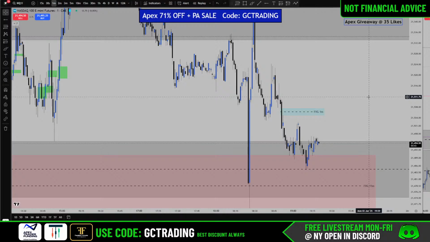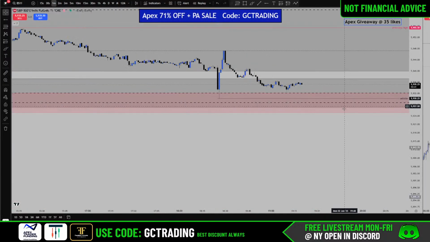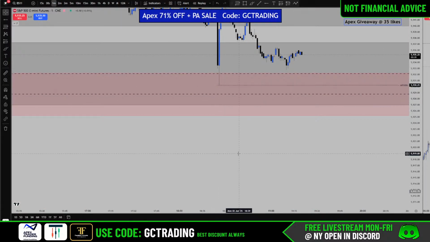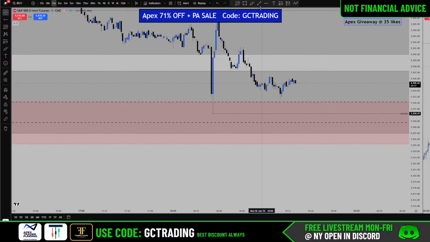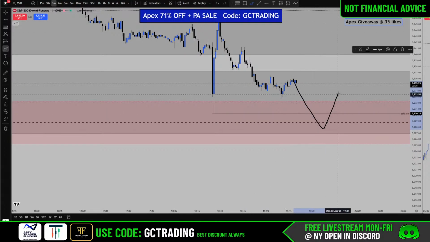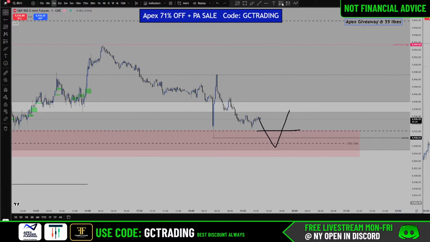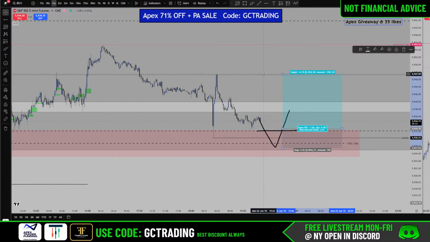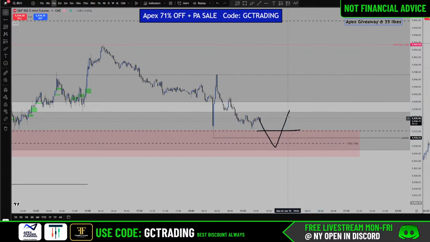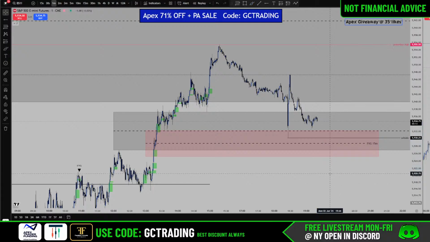For me to get long, I need to see price take out this wick right here. Then I need to see a strong buy sequence in this 15-minute gap with some type of inversion, and then I'll get long for something like this. If we just keep selling through here and we don't see any buy sequence, I'll probably look for lower.